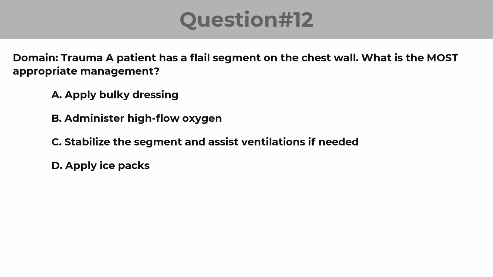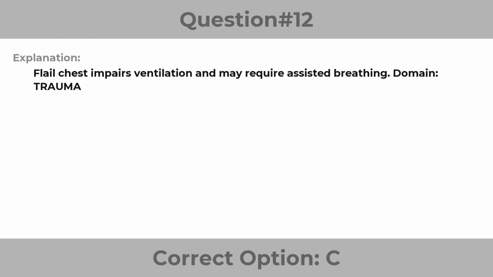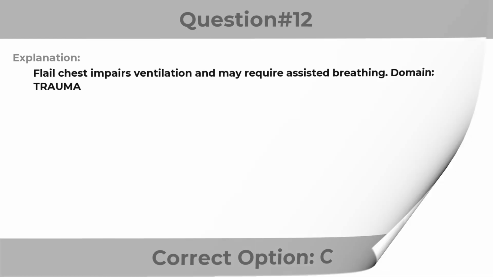Question 12. Domain, trauma. A patient has a flail segment on the chest wall. What is the most appropriate management? A. Apply bulky dressing. B. Administer high-flow oxygen. C. Stabilize the segment and assist ventilations if needed. D. Apply ice packs. Correct answer, C. Explanation: flail chest impairs ventilation and may require assisted breathing.